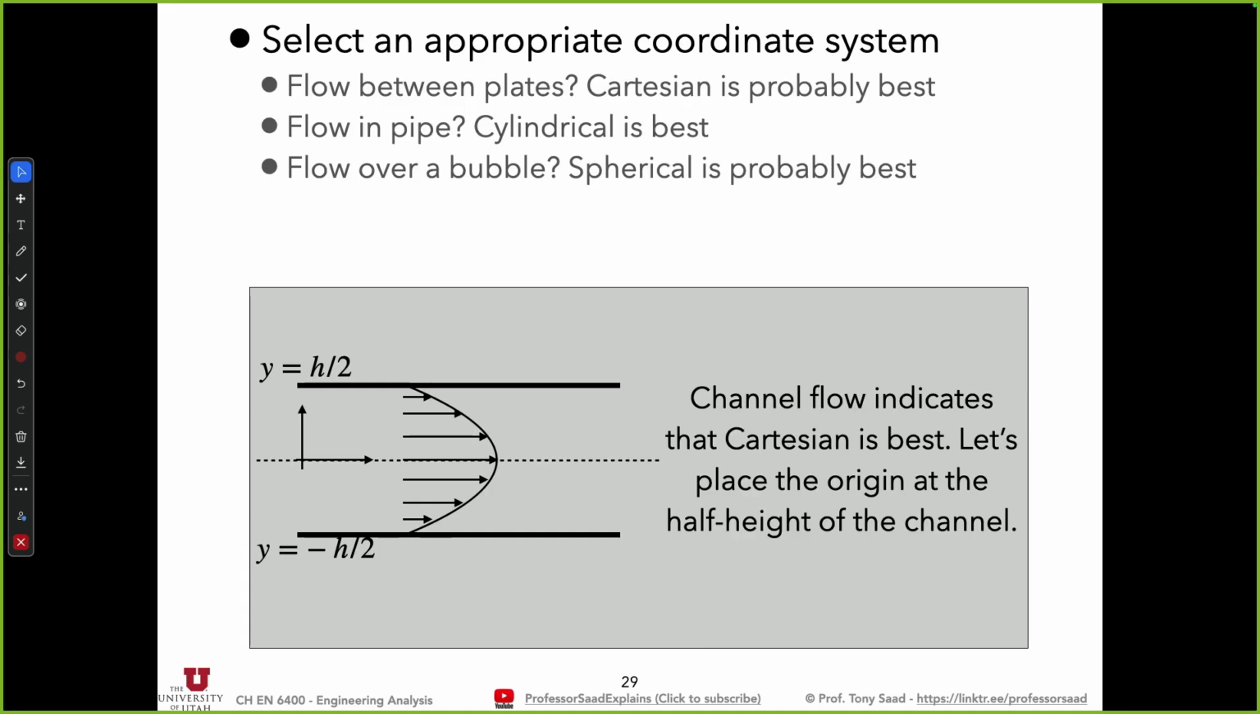Because this is a channel, Cartesian coordinates are going to be best, and I'm also going to place my origin at the center line. And I'm going to assume the channel height is h, so y is equal to h over 2 at the top and minus h over 2 at the bottom. Okay, that becomes clear.